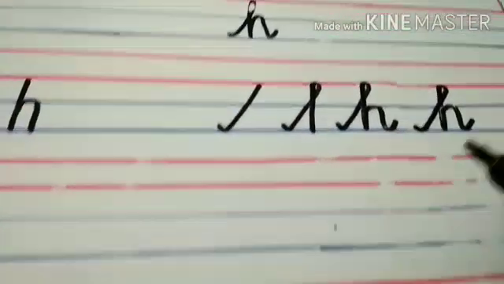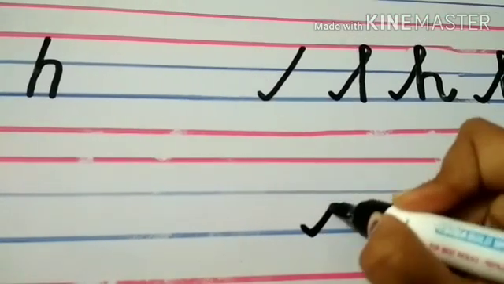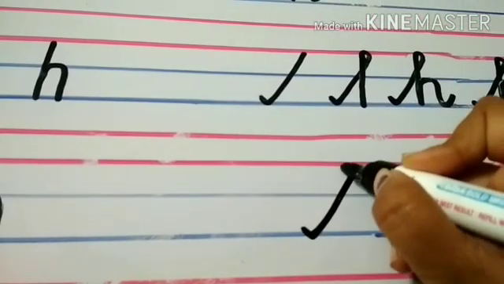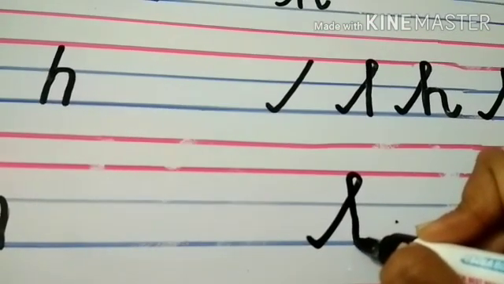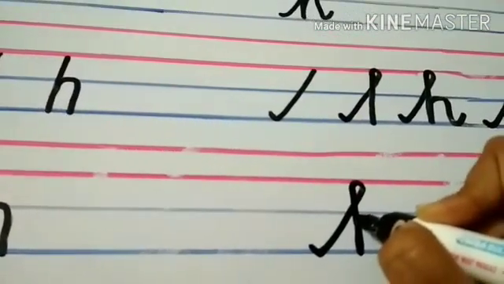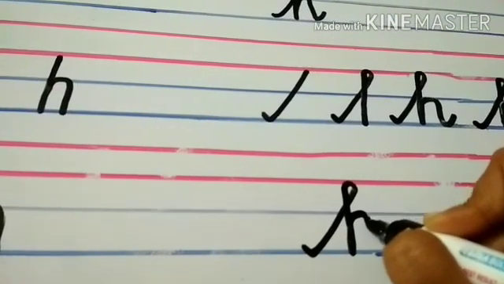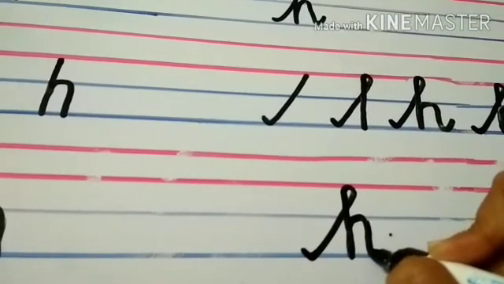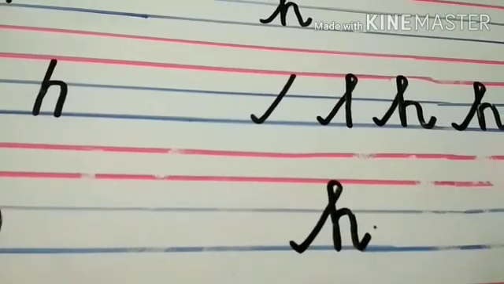It is called H. Again see, keep your pencil on third line, then go up to the first line, then make a loop and come down with the standing line till the third line, then go up to the middle, then make a curve, upside curve, then come down till the third line and take it out slight curve. It is called H. Okay children.